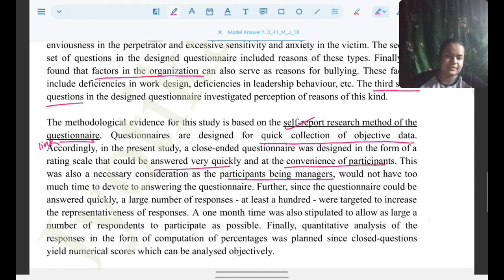And of course, objective data is always helpful. We need not mention that. We always want data that is free from bias. Further, since the questionnaire could be answered quickly, a large number of responses, at least 100, were targeted to increase the representativeness of responses. See, when we are justifying methodological evidence, definitely the main method which we have used, like in this case we have used a questionnaire, we need to justify that.